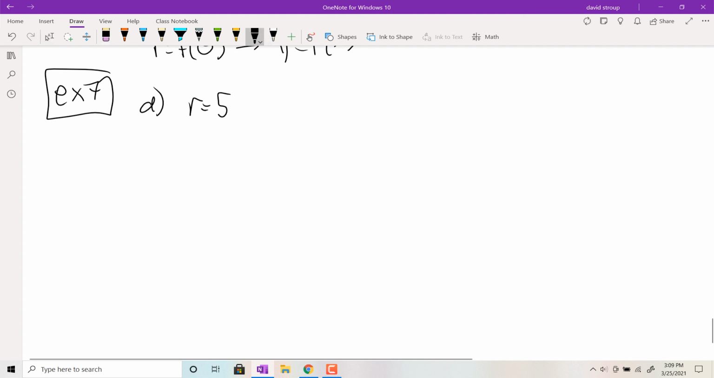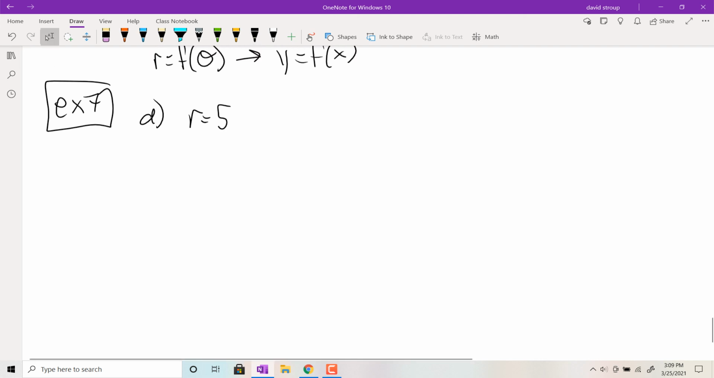Okay, it's kind of like the polar version of a vertical line, like x equals 5 would be a vertical line in the rectangular coordinate system. So what does this picture look like in the polar coordinate system? What the heck is it? Okay, so let's figure that out.